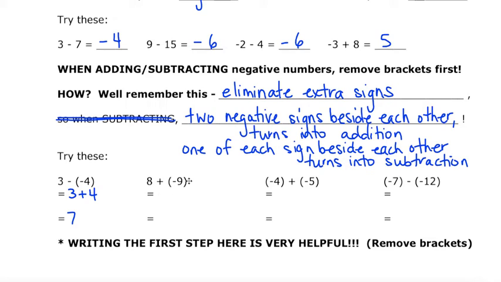Then we're going to take a look at the next one. I'm starting with 8. I have a plus and a minus sign right beside each other. That's one of each. That turns into a subtraction. So 8 take away 9 is negative 1.